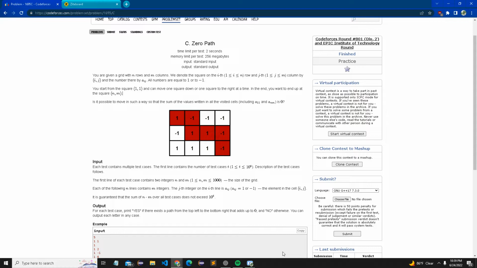We want to know if there exists a path such that the sum of every square that we visit in this grid adds up to 0.